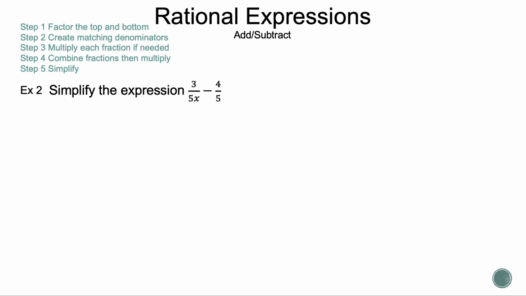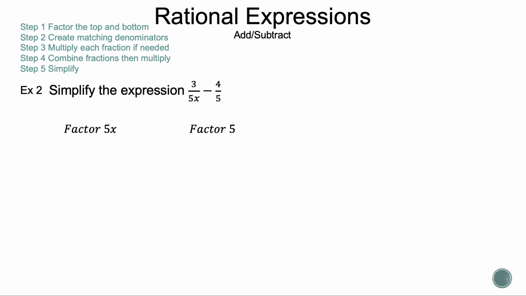Now, let's read the question. Simplify the expression 3 over 5x minus 4 over 5. First, let's find the factors of the numerators and denominators. For the numerators, we have 3 and 4. 3 is prime, and 4 is factored enough for this case, so we don't need to factor them. If you know how to factor 4, put it in the comments below.